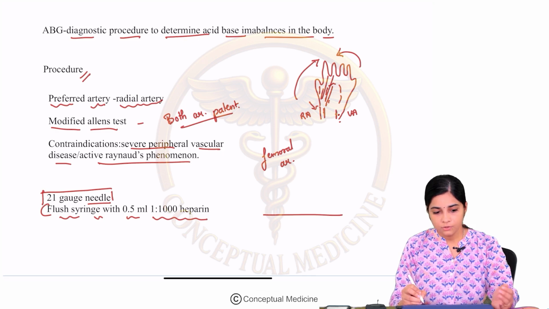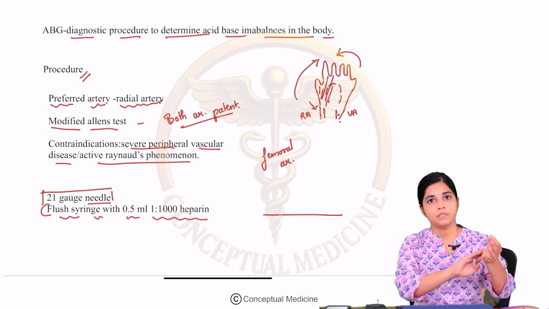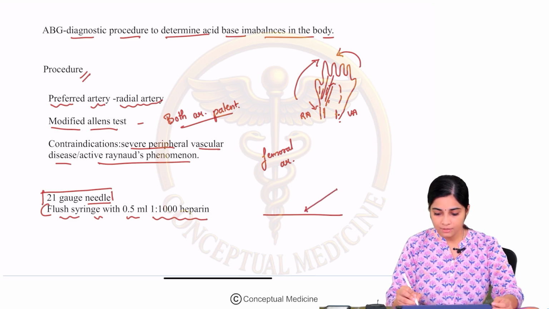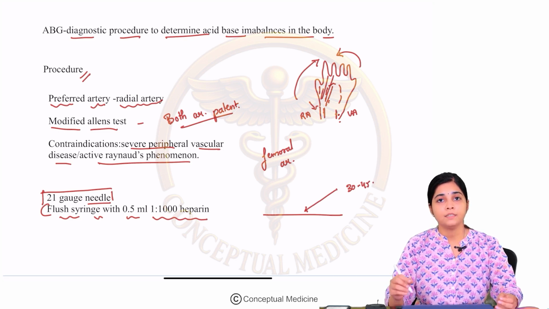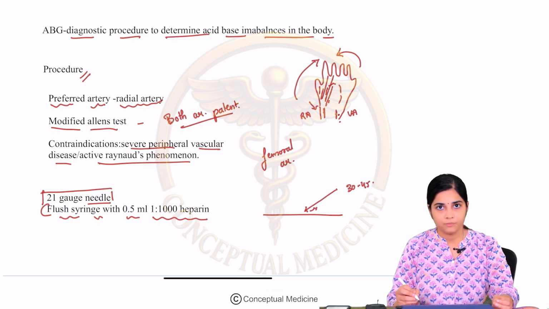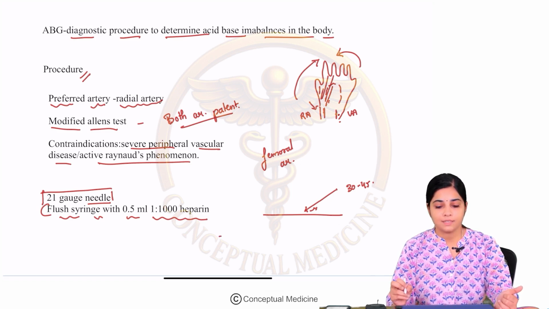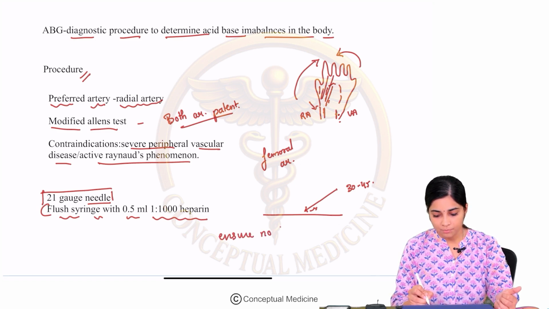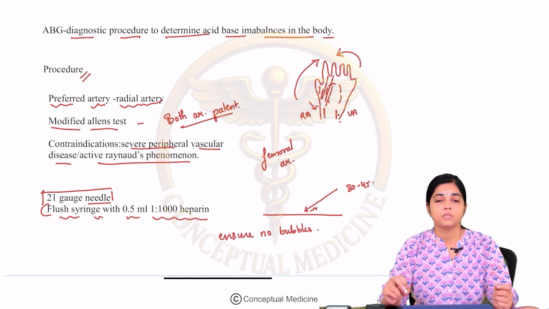Then you palpate the radial artery with three fingers and you take the sample at an angle of maybe 30 to 45 degrees. You put in the ABG needle till you see some amount of backflow. Once you see backflow, you know that you are in the artery and you take the sample. Ensure that there are no bubbles, and then you feed this blood to the ABG system, which analyzes the ABG for you. So these are the steps in your ABG analysis.